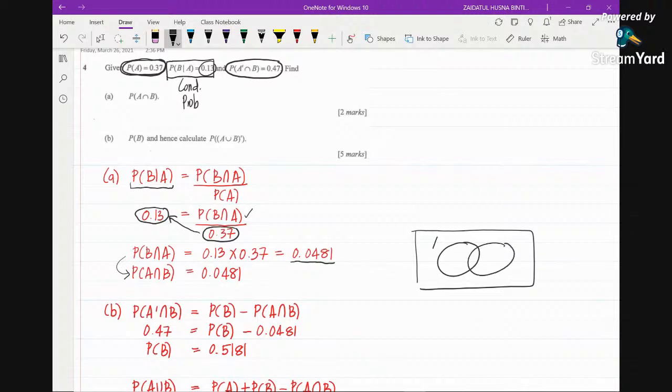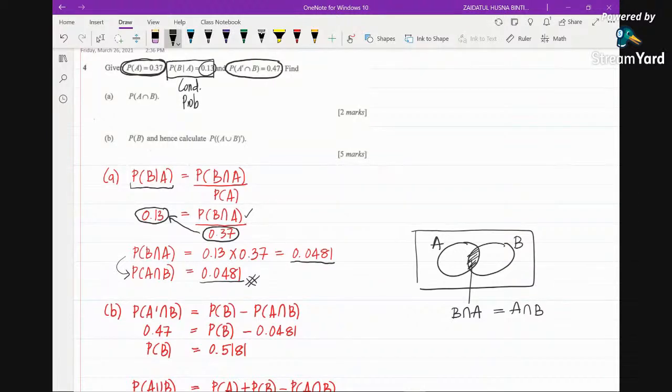So let's say you have event A here, you have event B here. So this region is just B intersect A, or also equal to A intersect B. So they are actually the same thing. All right. So this is the answer for the first part, for the A part. The probability of A intersect B is equal to 0.0481, which is the product of two values just now.